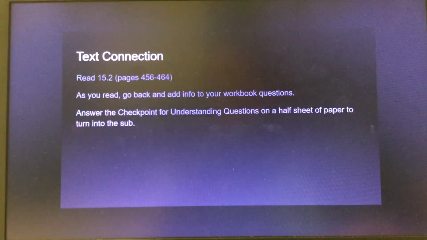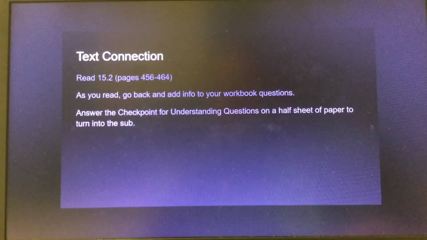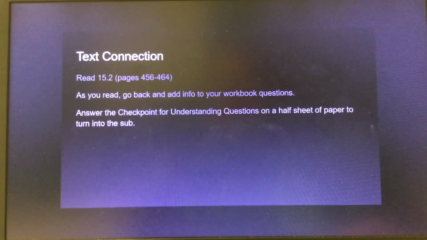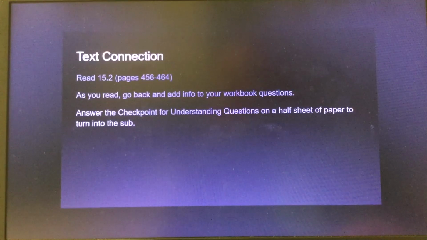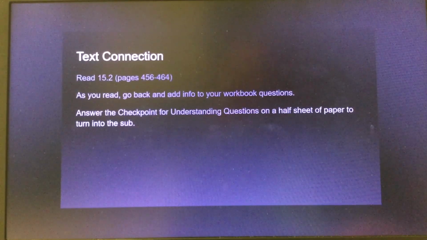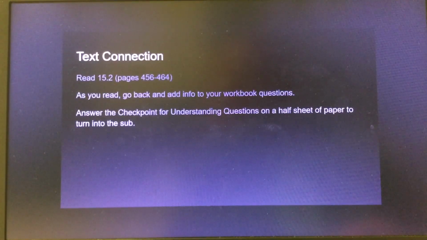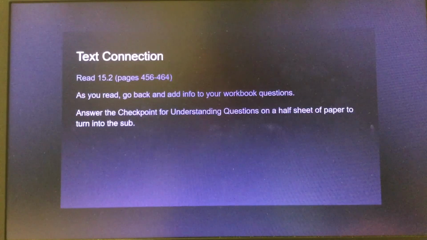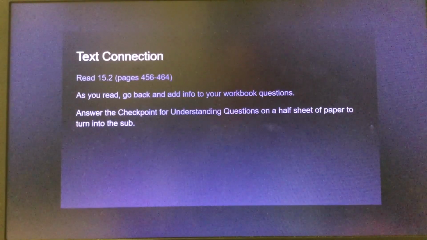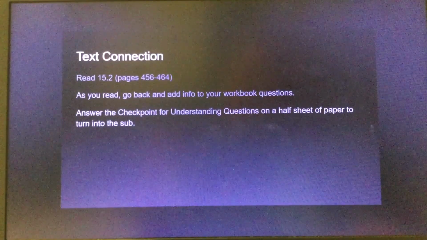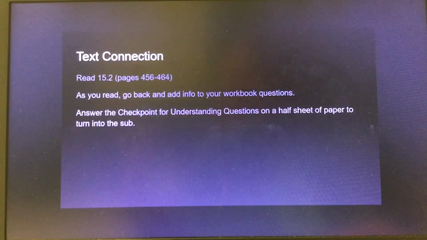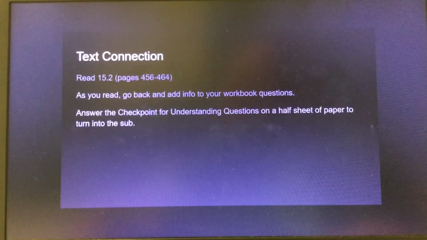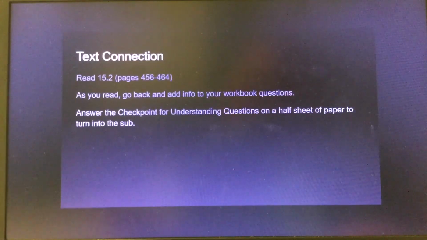Okay, text connection. You're going to look at 15.2, which covers pages 456 to 464. You're going to read over that. And again, you're just kind of skimming right now because I'm going to have you go back to that in several topics and look at it again. But I want you to kind of skim over it, add to anything that you think you can add to your workbook. And then when you get to those checkpoint for understanding questions, you need to pull out the sheet from the other day, go to chapter 15, and you're going to answer 15.2 questions.